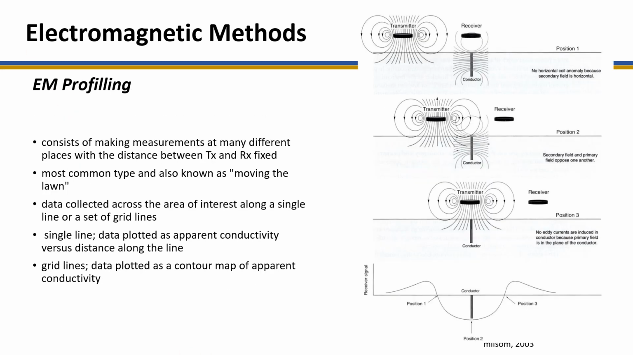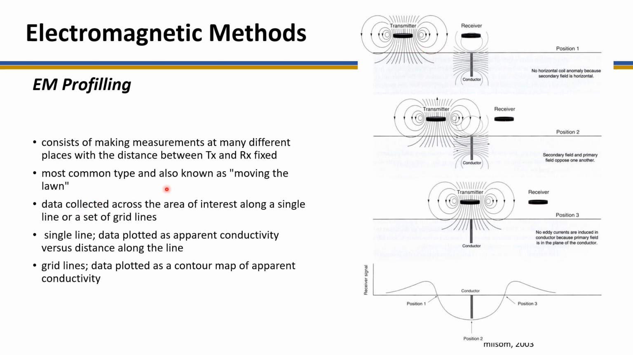Now let's take a look at EM profiling. It consists of making measurements at many different places with the distance between the TX and RX fixed. So in EM profiling, the TX and receiver coils are fixed in distance. This is done by moving the TX and RX coils along together in a line or grid lines. The distance between the TX and RX coils is typically increased in increments of a few meters to see the changes of the anomaly.